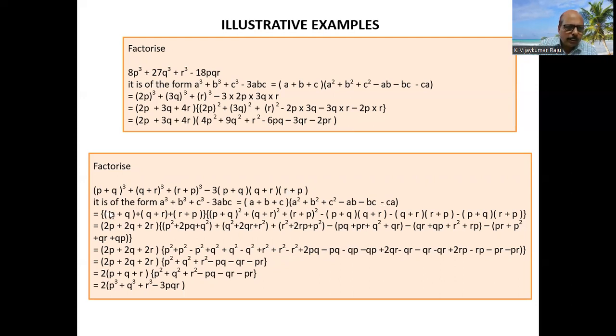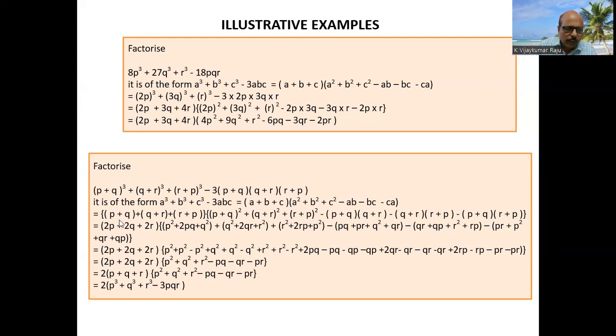So as per this, what will it be? Your first bracket should be a plus b plus c, so that is p plus q plus r. The second bracket will be the square of the first term plus the square of the second plus the square of the third, minus first term into second term, then minus second term into the third term, minus first term into the last term, third term.